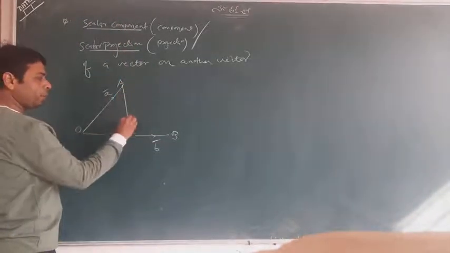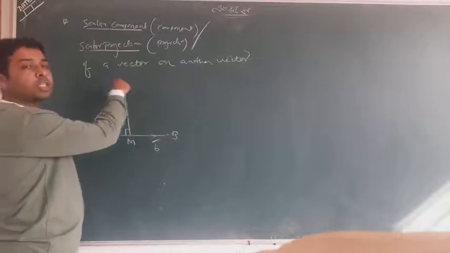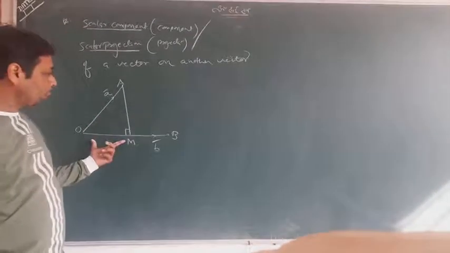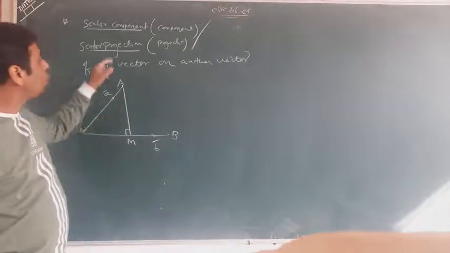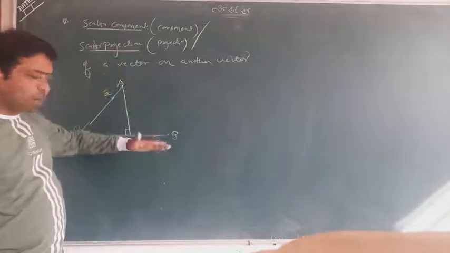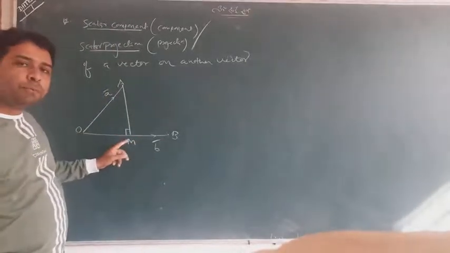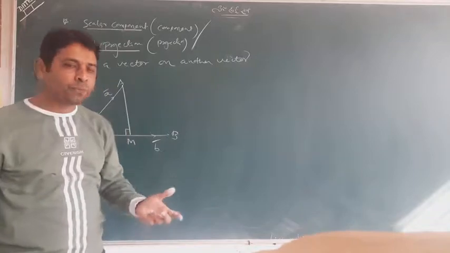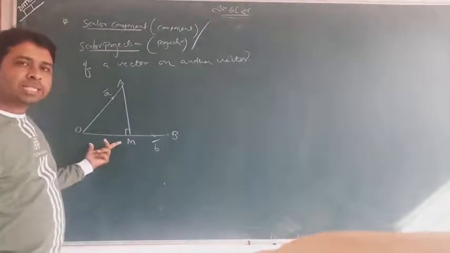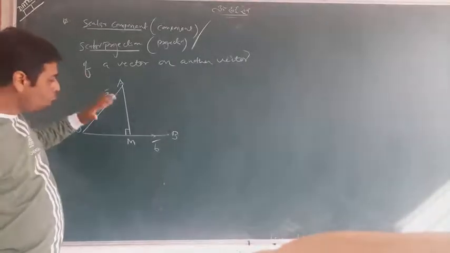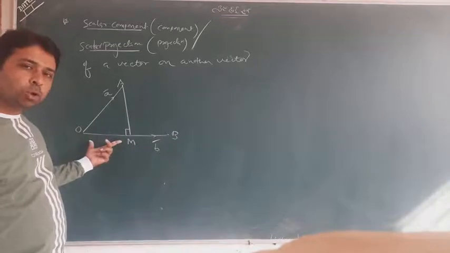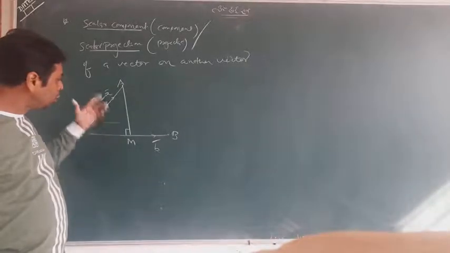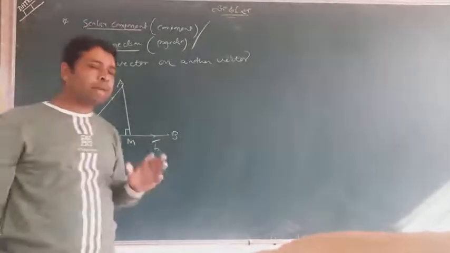Let me draw a perpendicular from this point, the terminal point A, to the vector B. Whatever portion is cut off on the B, that will be called the projection or component of A on B. That OM, if we find this distance as a scalar quantity, will be called the scalar component of vector A on B. Second language, this OM is called the scalar component of A along B. Third language, OM is the scalar component of A in the direction of B. So three languages are normally used.